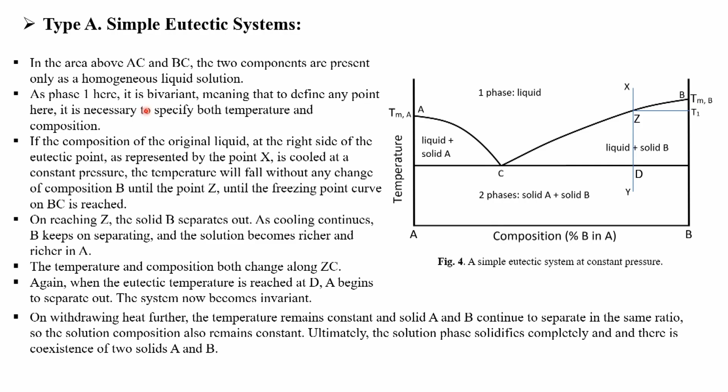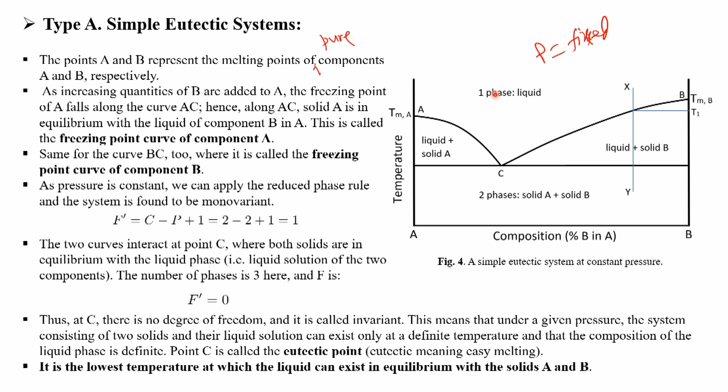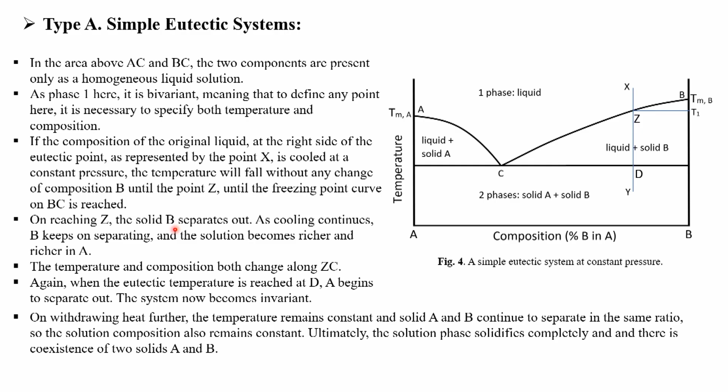As phase 1 here, it is bivariant, meaning that to define any point here, it is necessary to specify both temperature and composition. Here the number of phases is only 1. Our modified phase rule says C minus P plus 1. The number of components is again 2, but the phase is 1, so 2 minus 1 plus 1 gives you 2. So, we need to specify both temperature as well as the composition of the mixture.